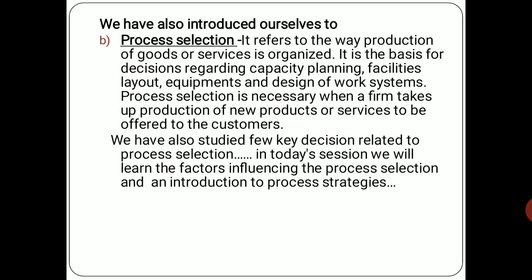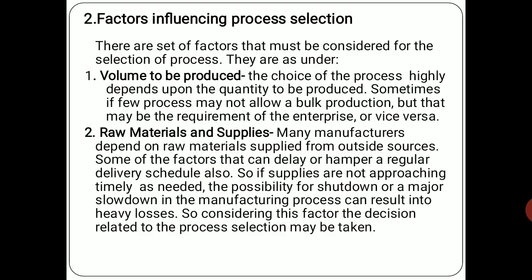We have also studied the key decisional areas, right? And in today's session we'll be learning about the factors that influence process selection. See, anything cannot be produced with a single process. There are options available. When alternatives are available, as you must have learnt under planning, you have to select one alternative out of them, and that alternative is selected which gives you the best result, right? So that process you have to select.